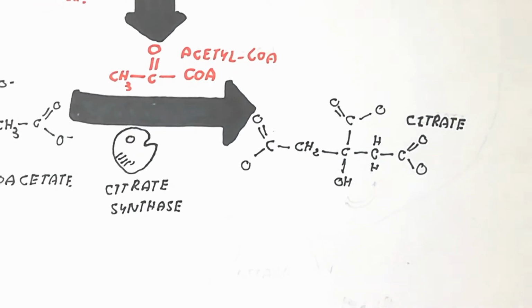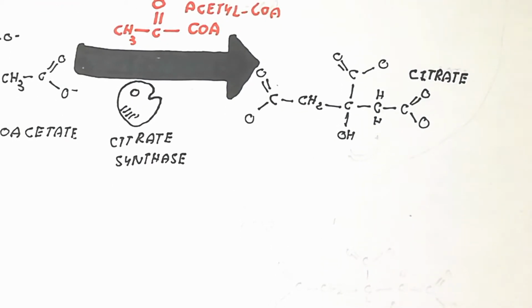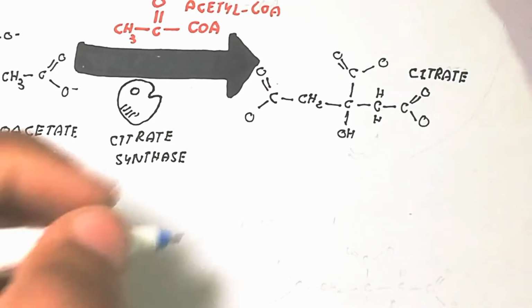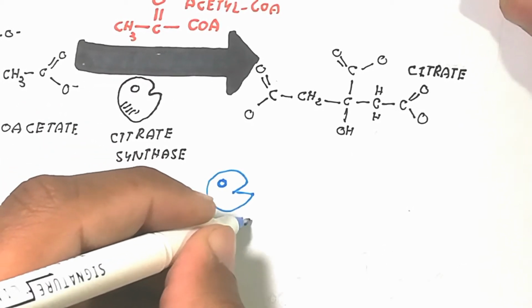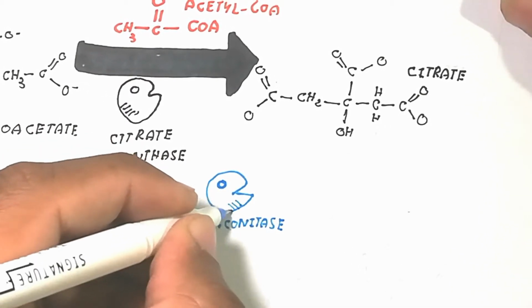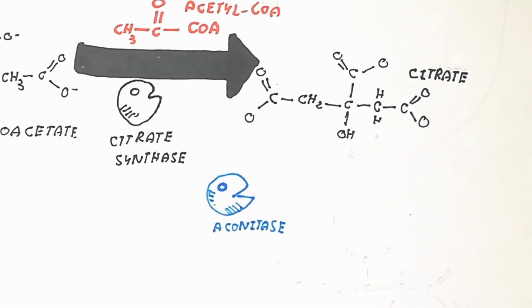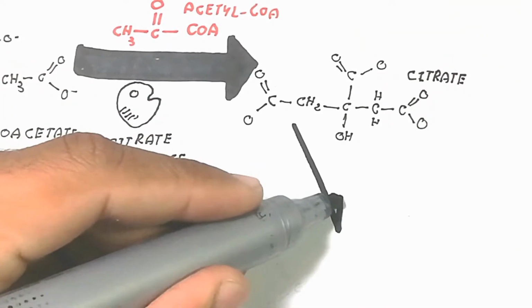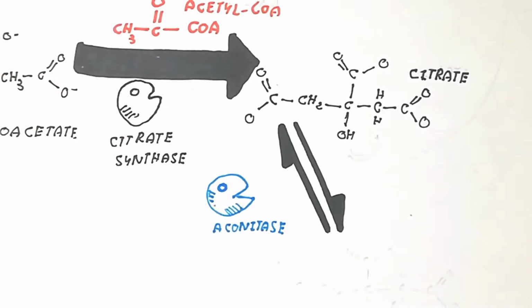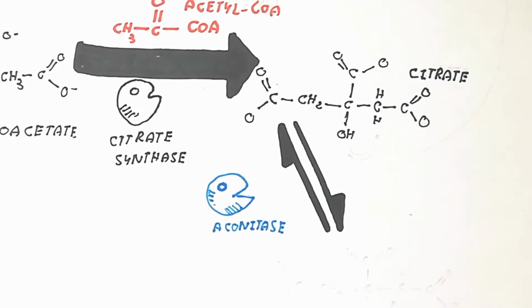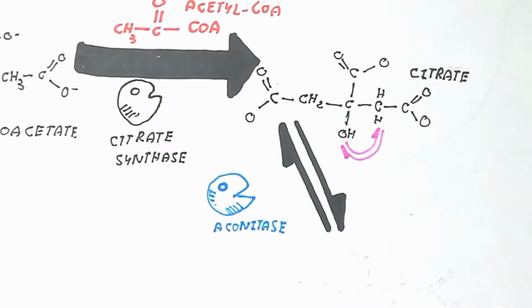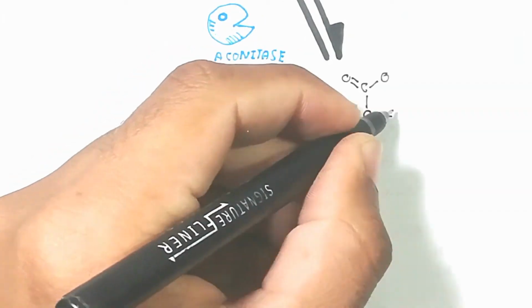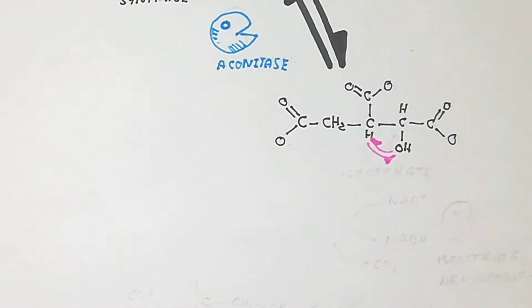Acetyl CoA is produced, and after the fixation of this acetyl CoA onto oxaloacetate in the presence of the citrate synthase enzyme, citrate is produced. So citrate is a 6 carbon molecule: 1, 2, 3, 4, 5 and 6, obviously. Then in the presence of the aconitase enzyme, citrate produces isocitrate.